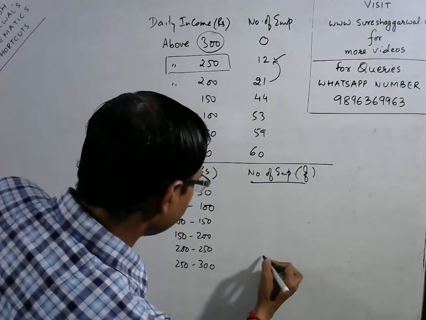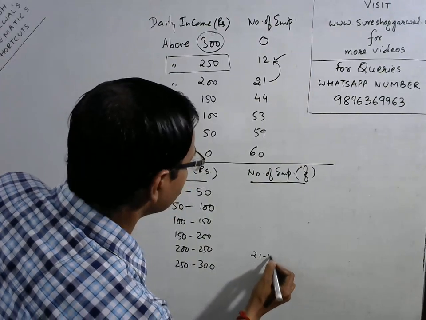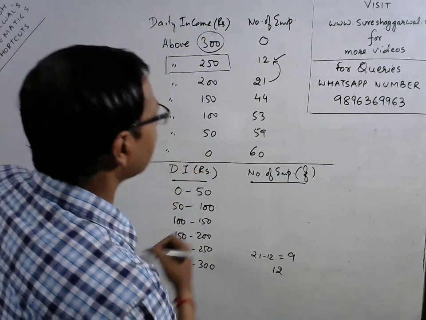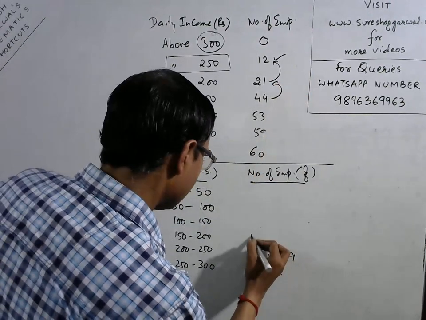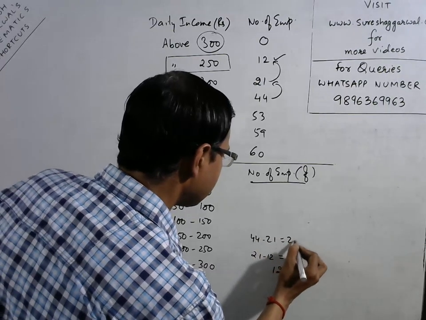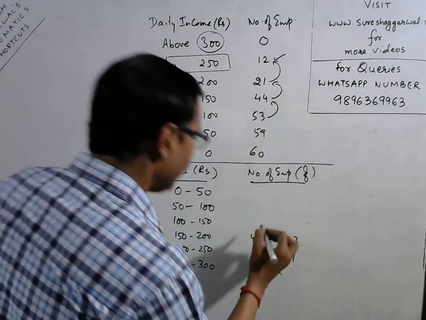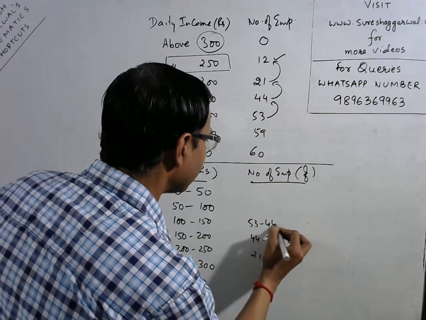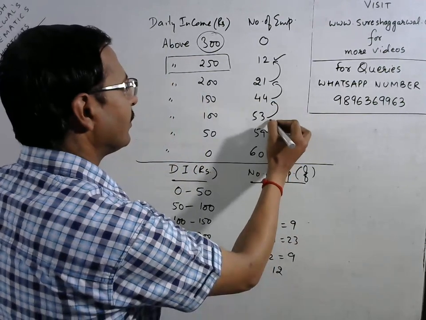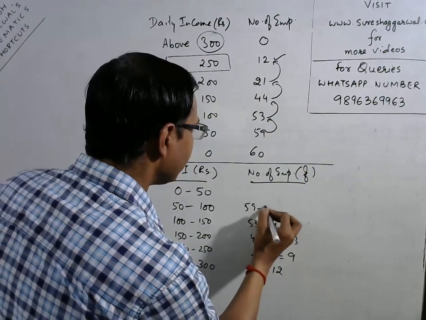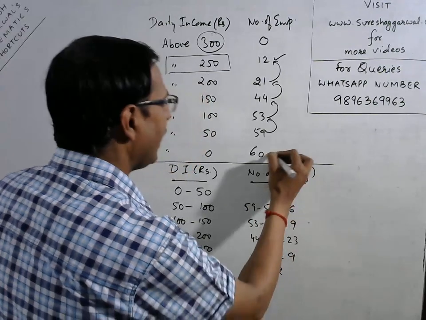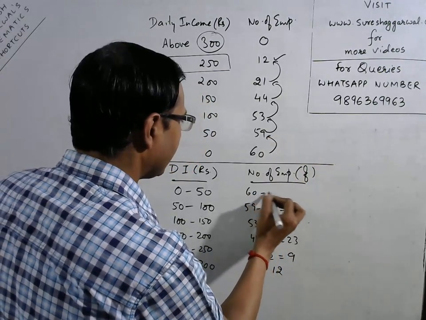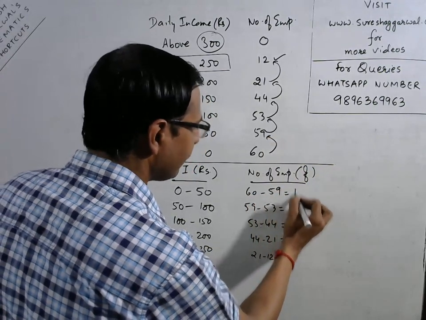So this is 21 minus 12, that is 9. 44 minus 21, that is 23. 53 minus 44, that is 9. 59 minus 53, that is 6. And 60 minus 59, that is 1.